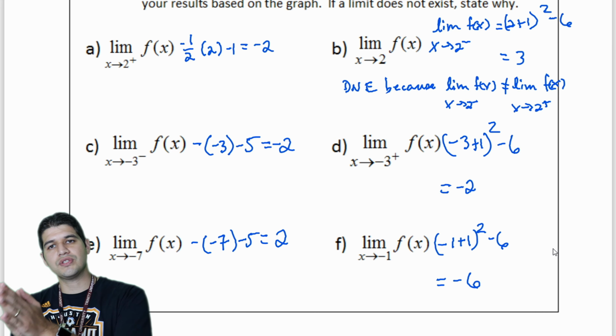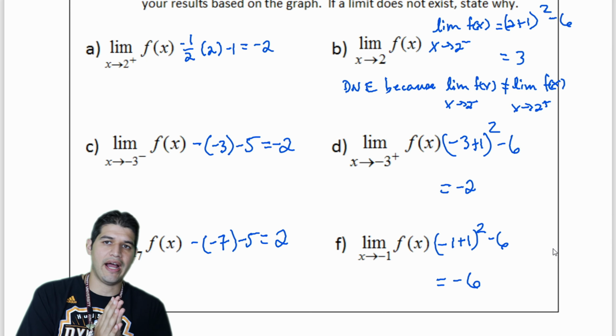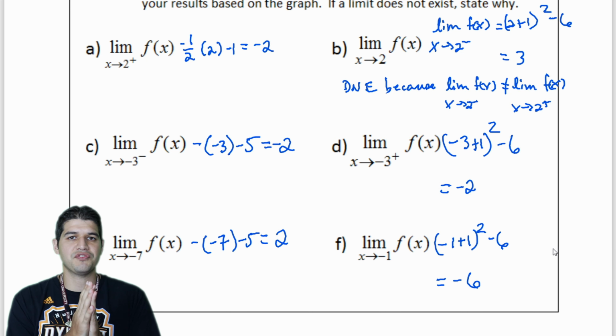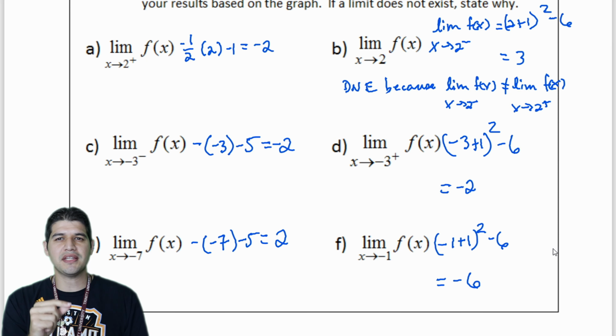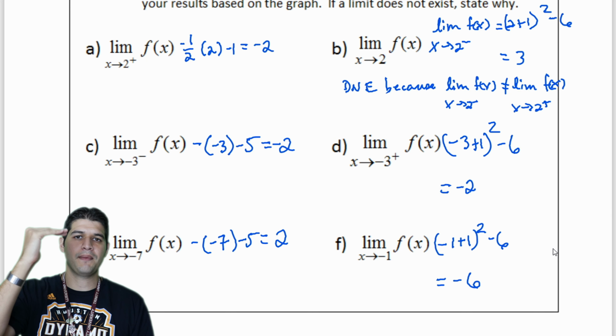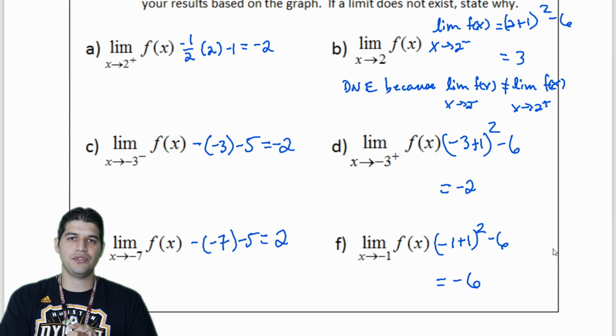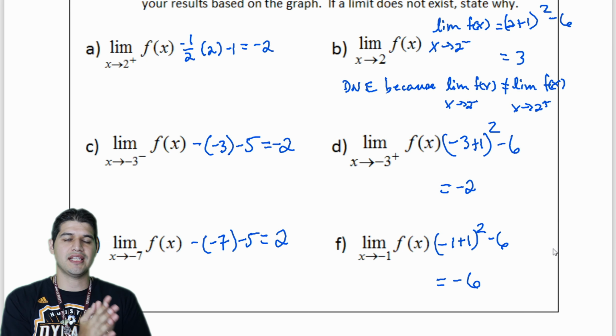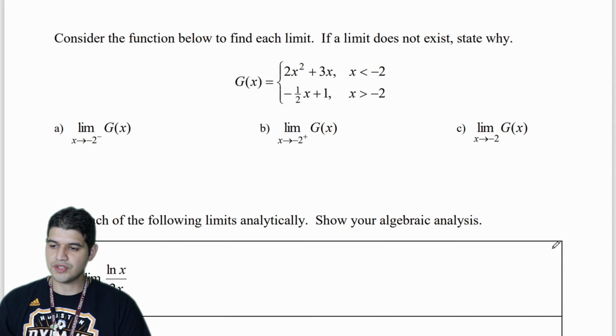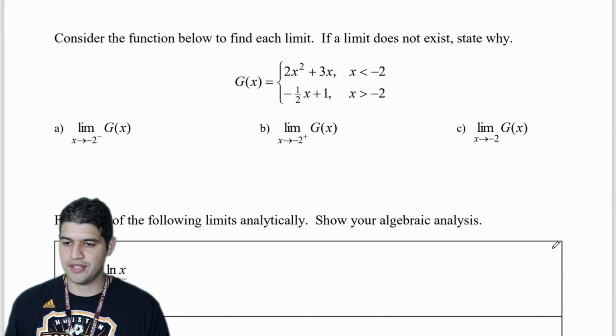So you can also see most of these values in the graph, but now we're using the equations from the piecewise function. And you need to make the decision about which of those piecewise functions you are going to use depending on the constraint that's given. So now we're going to go through this example together.